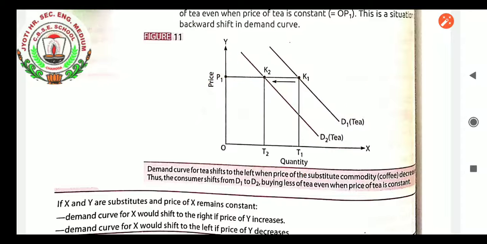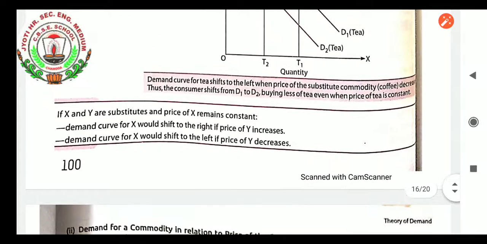Now we will proceed with the next topic. If x and y are substitutes and the price of x remains constant, the demand curve of x would shift to the right if the price of y increases. The demand curve for x would shift to the left if the price of y decreases.